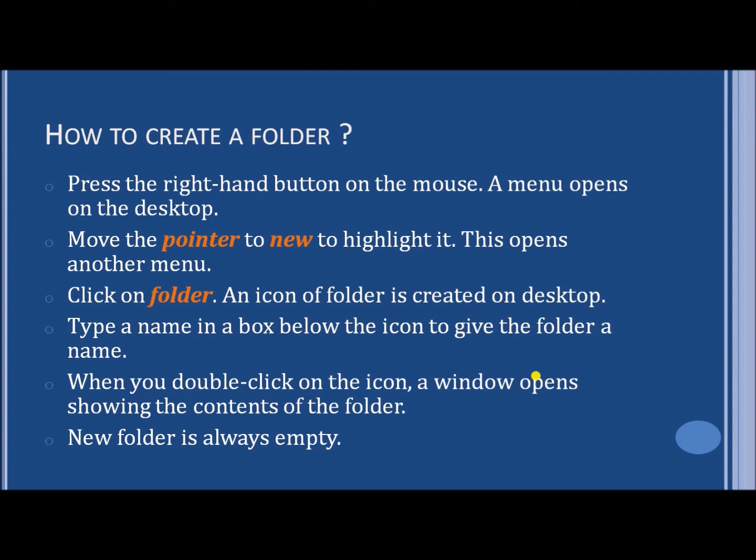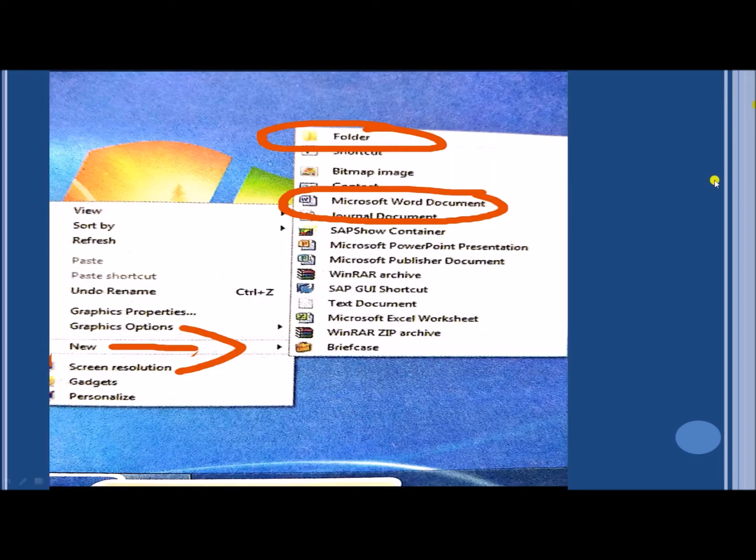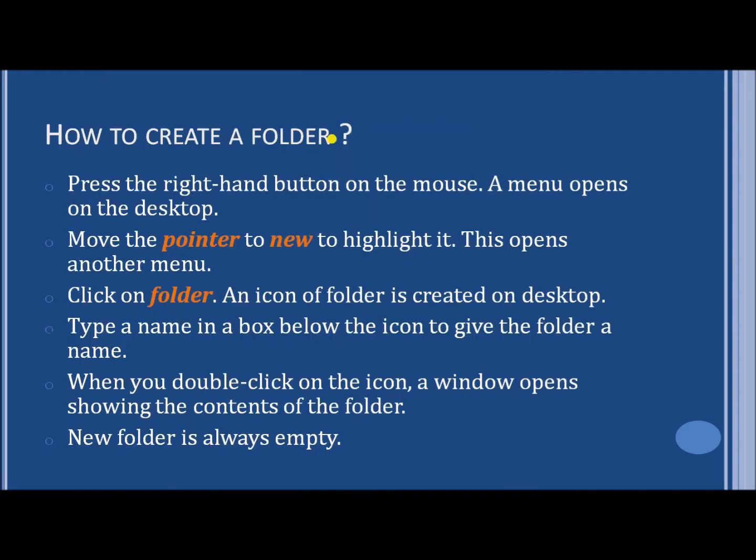Now there is a second process, that is how to create a folder. Let me show you with the help of a diagram first. Here is your desktop and you have just right clicked there, and upon right clicking a menu like that appears. On it you will click on new, then you have to go to the sub menu and choose the heading folder. When you click on folder, a folder will appear which will ask you to give it a suitable name.